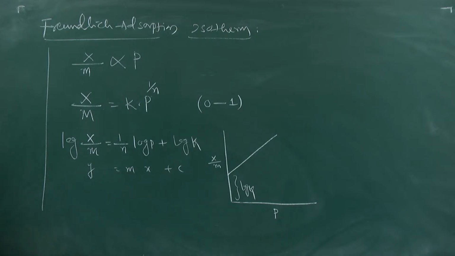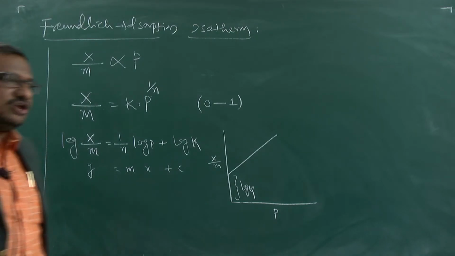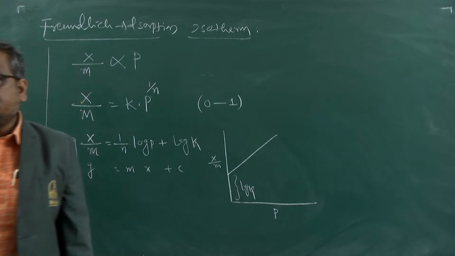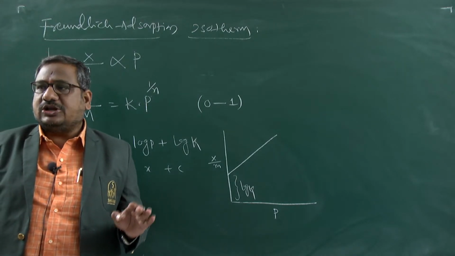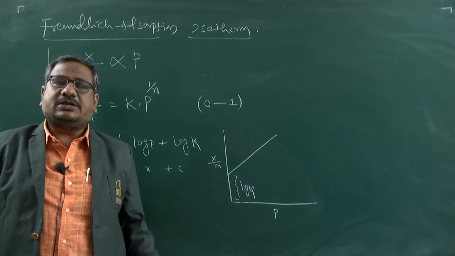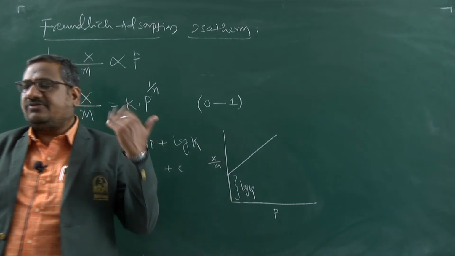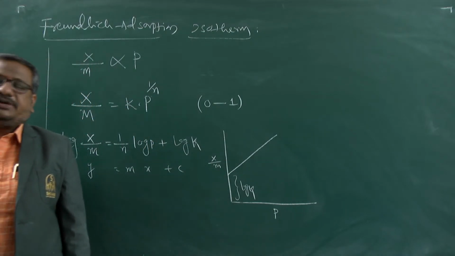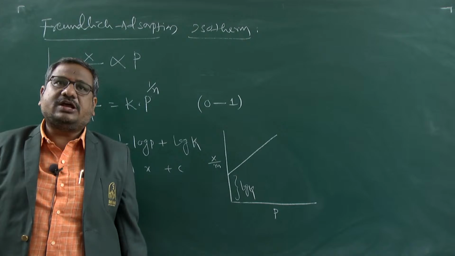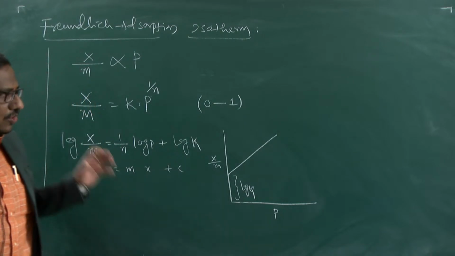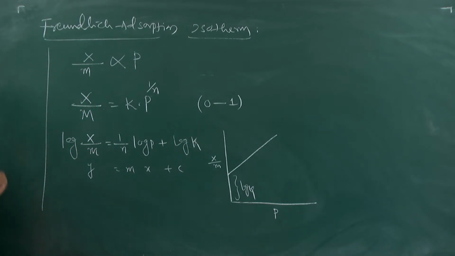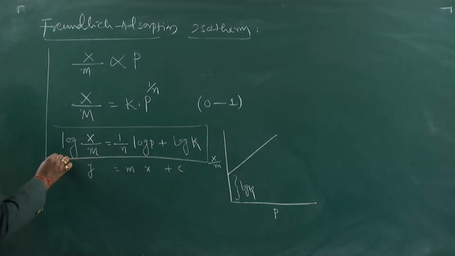Another point: if you create high pressure, this Freundlich adsorption isotherm phenomenon fails. It holds only under moderate pressure conditions. If the pressure is exceeded, desorption takes place, and for that reason we cannot explain adsorption at high pressure. Only under moderate or low pressure conditions does the Freundlich adsorption isotherm apply. So, this is the principle we use for different types of calculations.